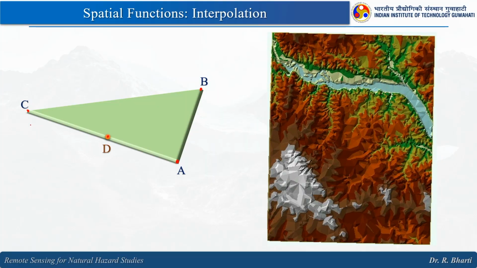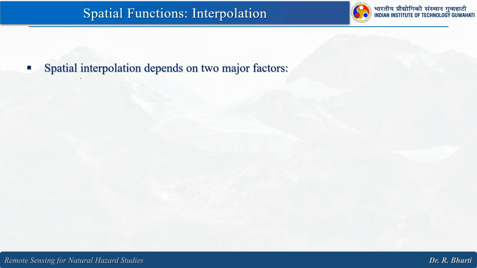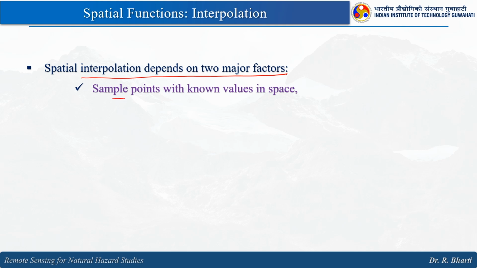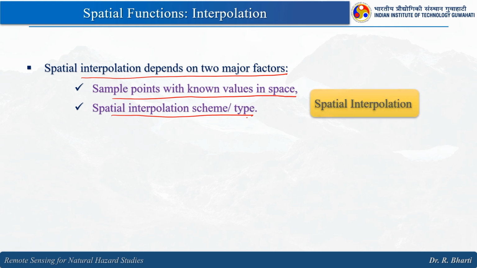This is another example where you have 3 values here and you can calculate the value for D. The nearest points would be C and A, and here D can be calculated. Spatial interpolation depends on 2 major factors: sample points with known values in space, and the spatial interpolation scheme or type.